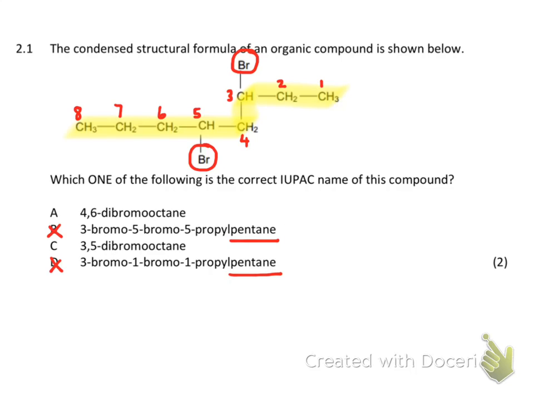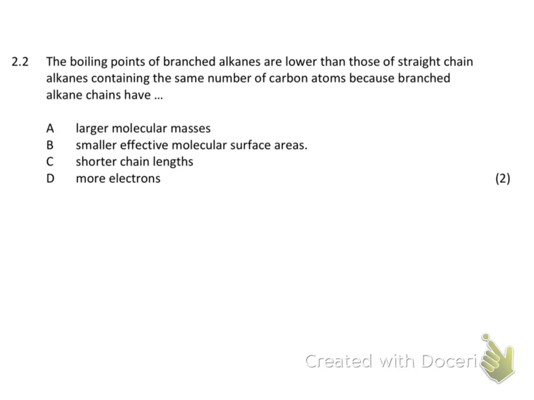Now you'll notice straight away that options B and D both have pentane as their longest chain, and we've seen that that can't be the case, which means that B and D can't be the correct answers. So that leaves us with A and C. A is not correct because the 4 and 6 would be if we numbered it from the other side, and that would give us higher numbers, and so the correct answer is 3,5-dibromo-octane.